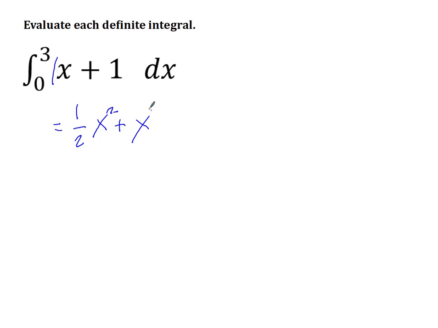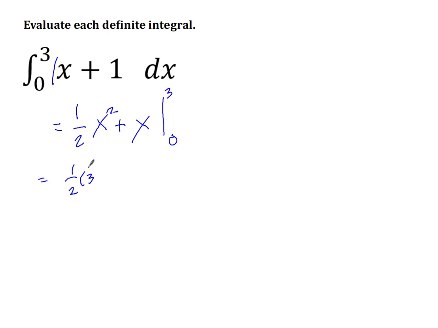Now instead of being plus C, because we're finding a definite integral, the notation is going to look like this. It's going to be from 0 to 3. And the first thing we're going to do is substitute into this antiderivative, 1/2 x squared plus x, 3 for x.